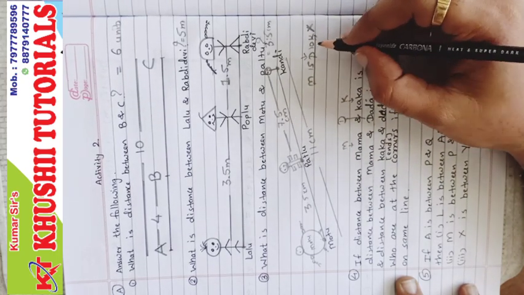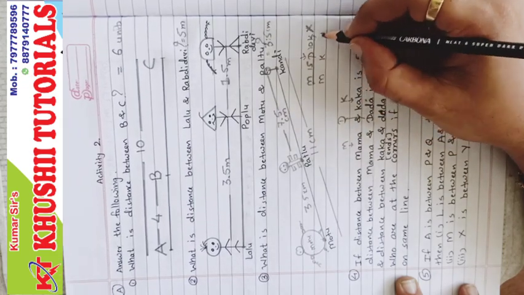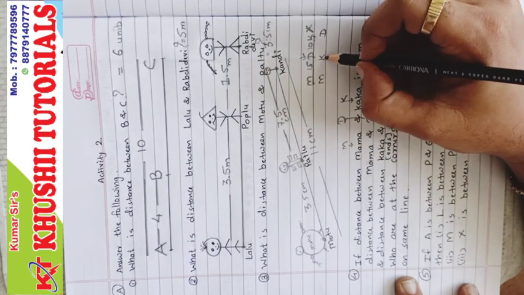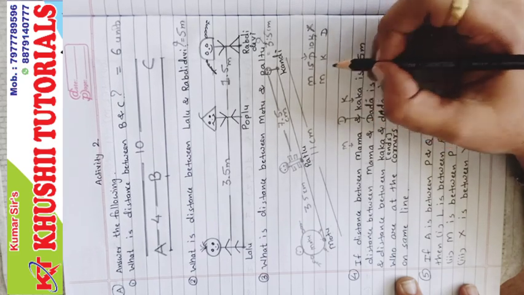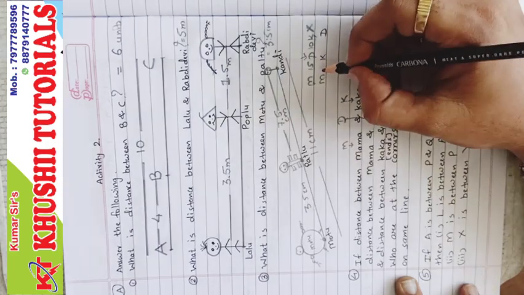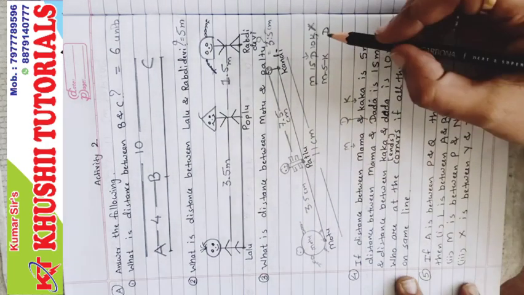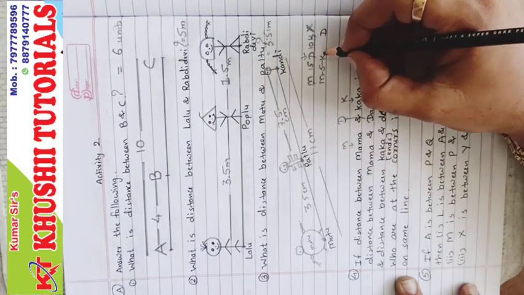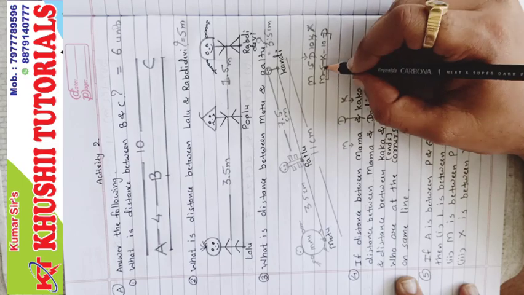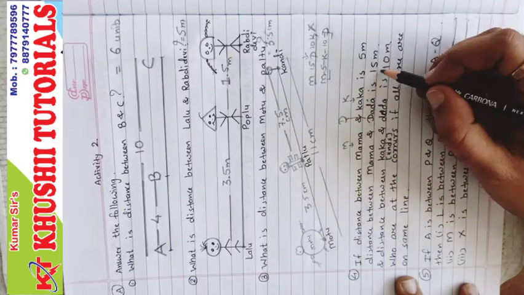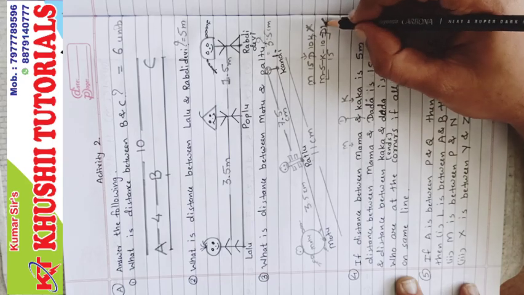The next one: Kaka is in between Mama and Dada. Mama and Kaka is 5, and Kaka and Dada is 10. So what should be the distance between Mama and Dada? 5 plus 10, 15. Here Mama and Dada is 15 only. So this is correct.